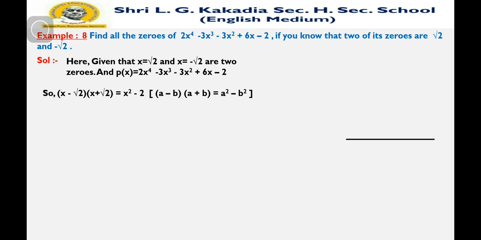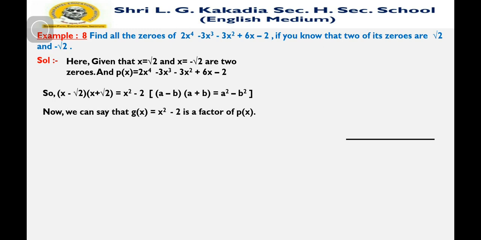So x square minus 2 is a factor of the given polynomial p of x. Now when we divide p of x by x square minus 2, at last we get remainder as 0 because x square minus 2 is a factor of the given polynomial. So we can find the zeros of this polynomial. First we divide p of x by x square minus 2, that is g of x.